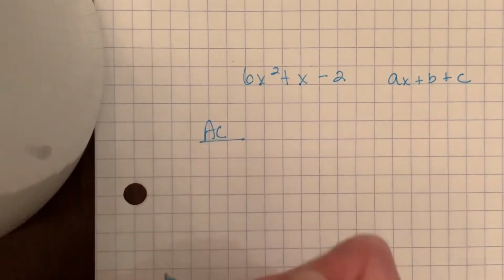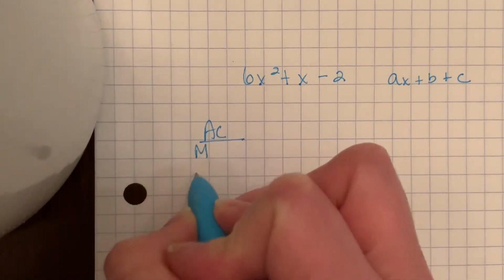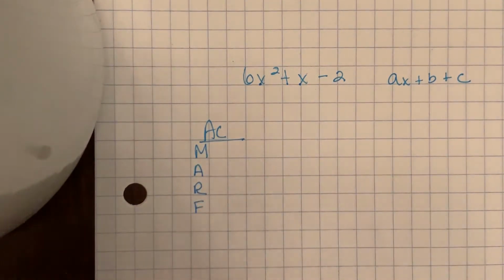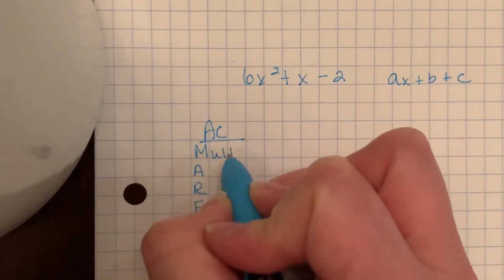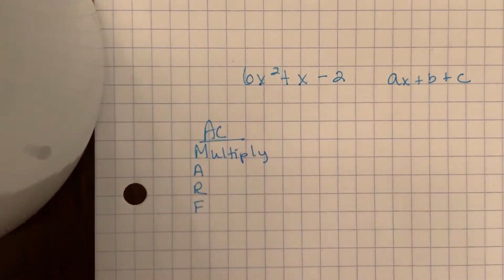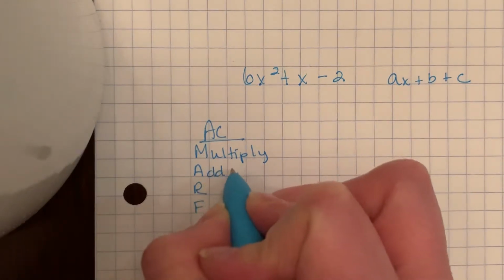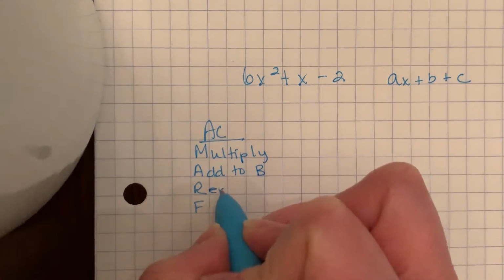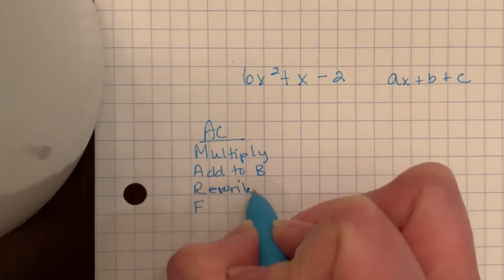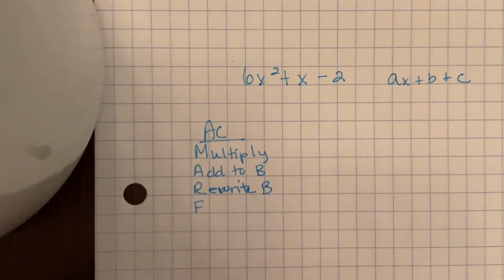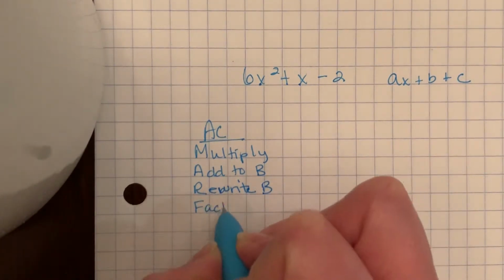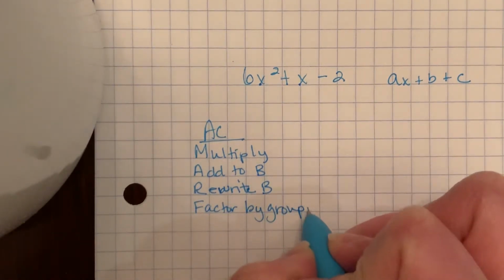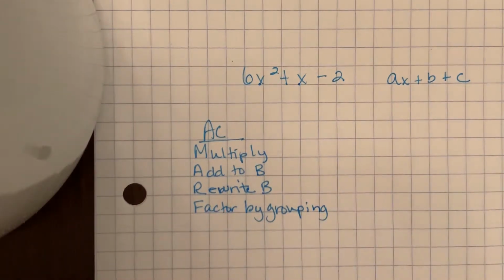It's the AC method, and we use the initials MARF. The M stands for multiply. The A stands for add to B. The R stands for rewrite. Rewrite B. And the F stands for factor by grouping. Let me sort of show you how this works.